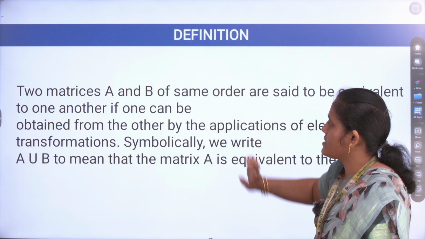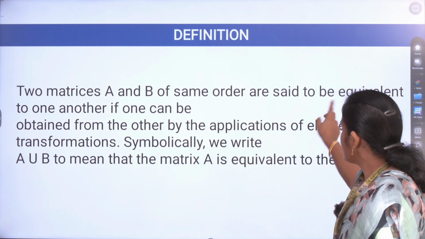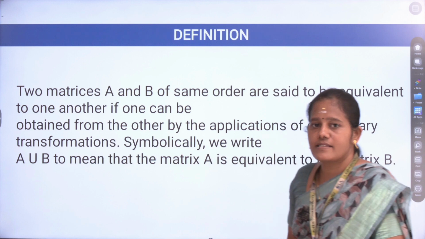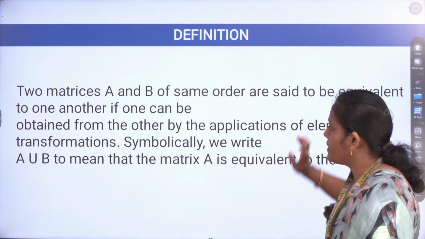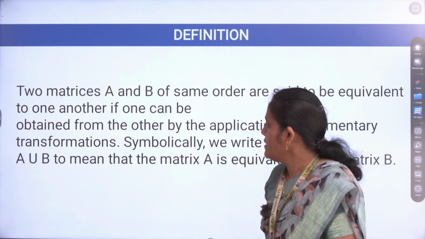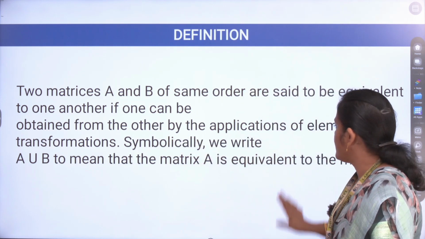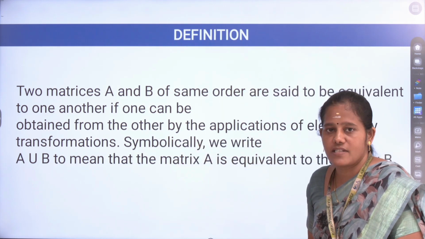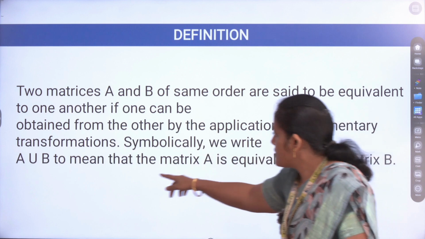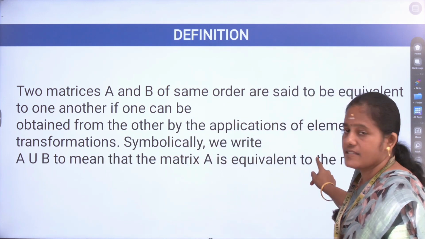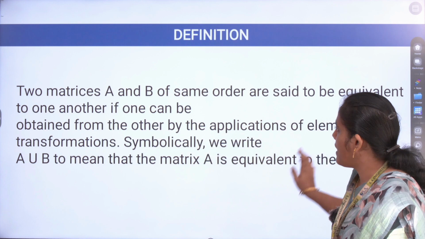The next definition is equivalent matrix. Two matrices A and B are said to be equivalent to one another if one can be obtained from the other by the application of elementary transformations. We write simply A ~ B to mean that the matrix A is equivalent to the matrix B.